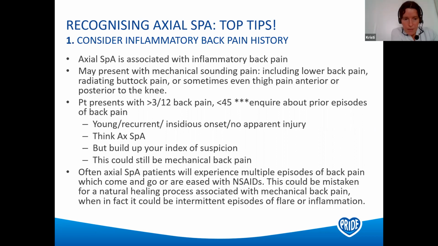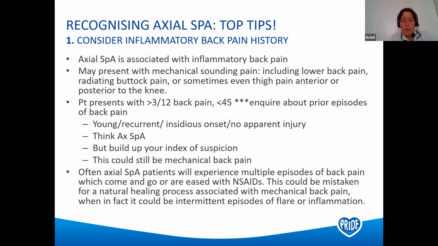Now, if your patient presents with more than 3 months history of back pain and they're under 45, especially if they're significantly younger, ask about when their first previous episodes of back pain were. So think young, recurrent, insidious onset. So there's no reason for that pain developing, no apparent injury. So could this be inflammatory? Your thought bubble needs to be axial SpA, but you build up your index of suspicion. So it could still be mechanical back pain.